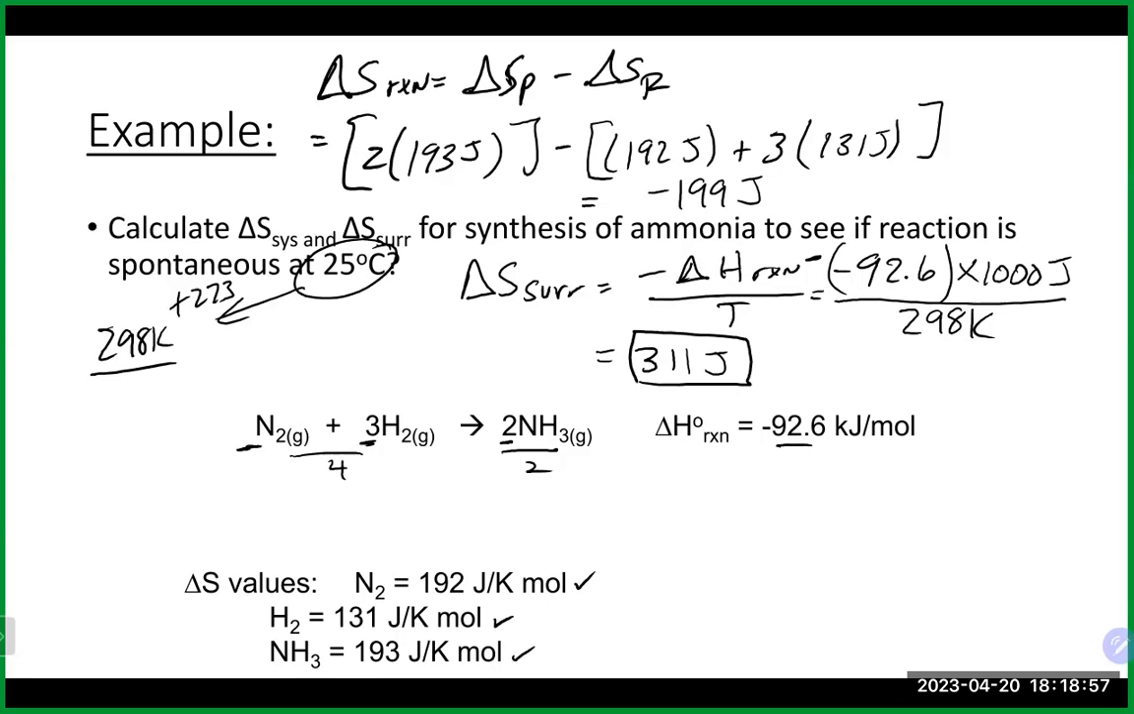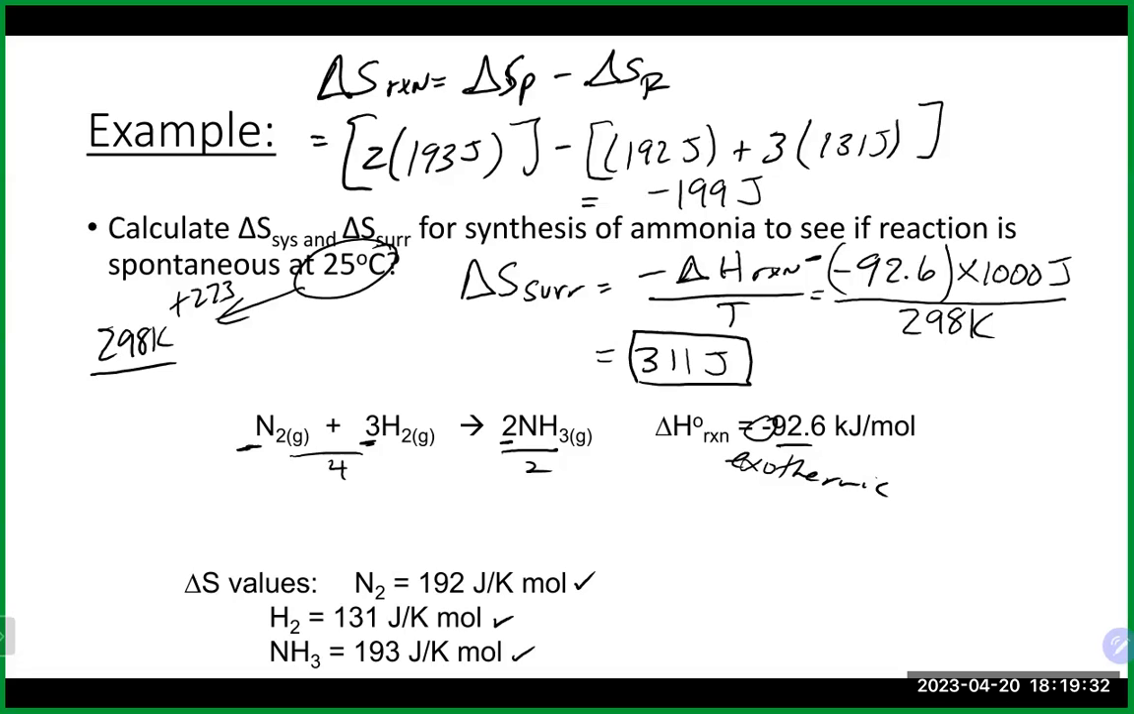This also makes sense, right? If we think about what's going on here in terms of our surroundings, is this reaction endothermic or exothermic? This reaction is exothermic. Yes, we have a negative. That means this reaction is giving off heat energy to the surroundings. The surrounding temperature is just normal temperature, kind of low. And that means that that added energy to the surroundings should increase the amount of disorder in the surroundings. Thus, we have a positive number here for our surroundings.